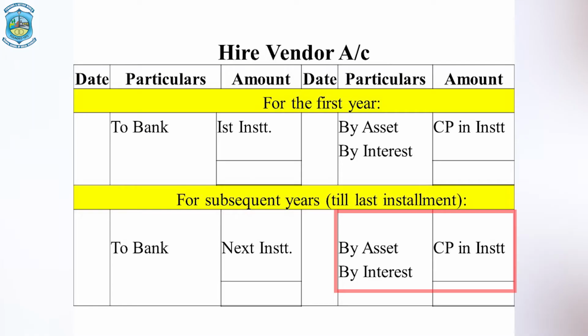So, every year you simply need to record the vendor's account in the credit side with the installment amount divided in two parts, that is cash price as by asset and interest simply as by interest. And the entire amount will be paid to the hire vendor as to bank in the debit side. So, no balance remains in this particular account under the asset accrual method in the hire vendor's account. Every year it gets accrued or the liability occurs and immediately it is paid to the hire vendor. So, as many entries as there are, that many years you have to open and simply pass the entries.